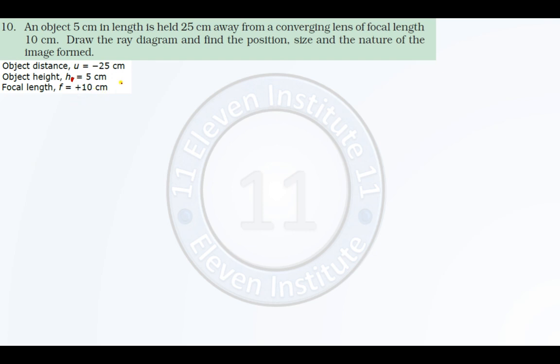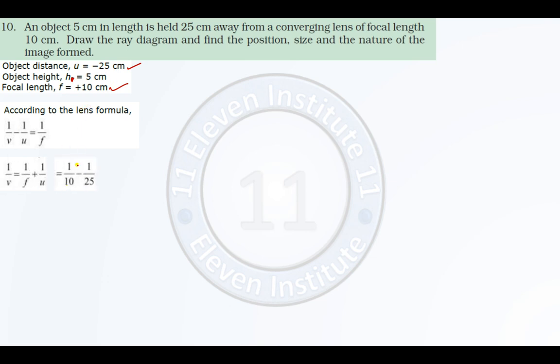Why focal length is taken as positive? Because it is a convex lens, right? Converging lens. According to the lens formula, 1 upon v minus 1 upon u is equal to 1 upon f. Why u is given to us, right? f is given to us, so we can definitely find v. Putting the values, but here we have solved it a bit differently. Minus 1 upon u is taken to the right side, it is plus 1 upon u. Now instead of f and u we will write the values.